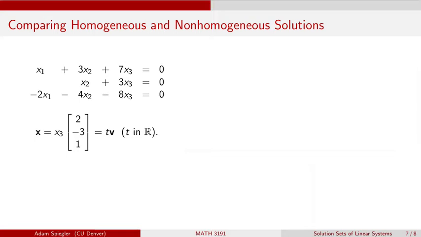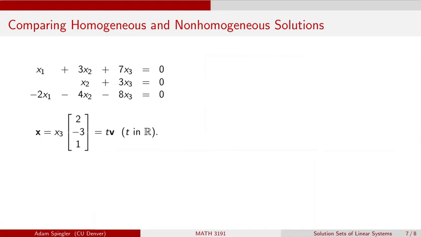To summarize some of the results from the previous slides, we first looked at this homogeneous system of linear equations, and we were able to find the solution set, which we can write in vector form. The solution to the homogeneous system was x equals x3 times the vector 2, minus 3, 1. In other words, x is equal to t times v, where the vector v was 2, minus 3, 1.